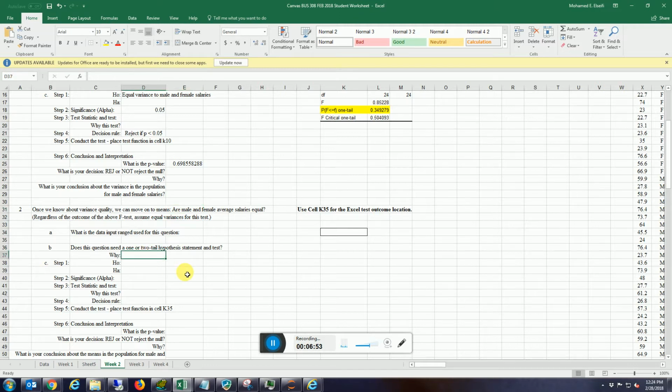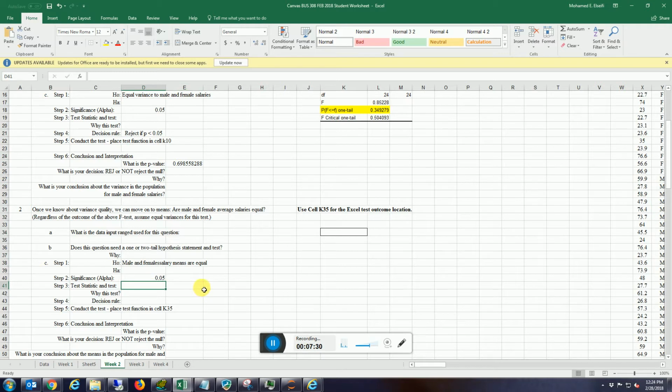So what test are we going to use? Well, we're going to use a t-test in that case, and our null hypothesis is that male and female salaries are equal, and the alternative is that they're not equal. Again, our alpha, we stay at 0.05.